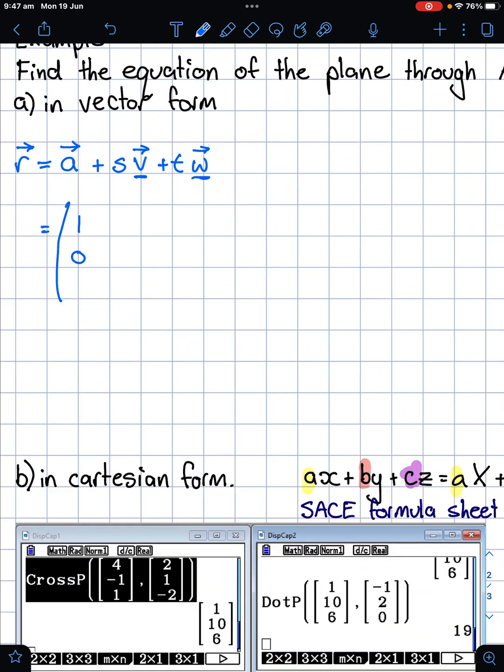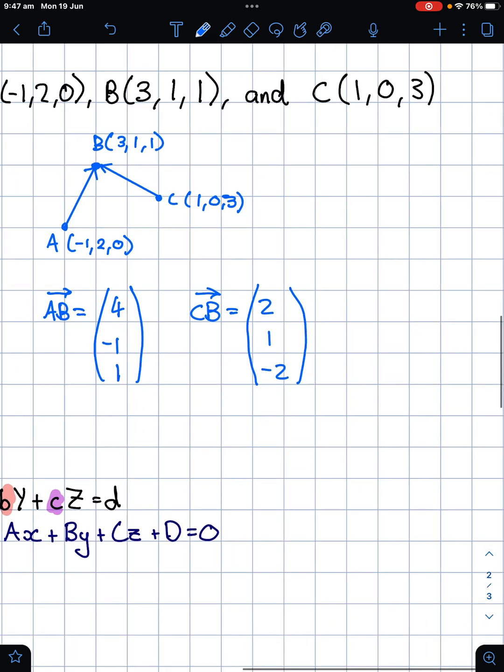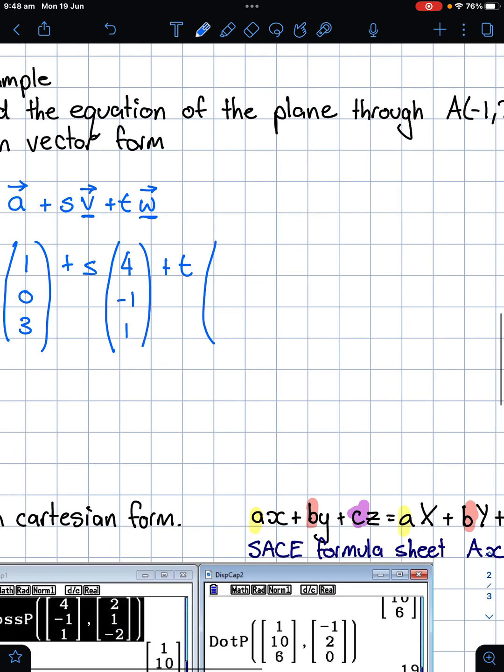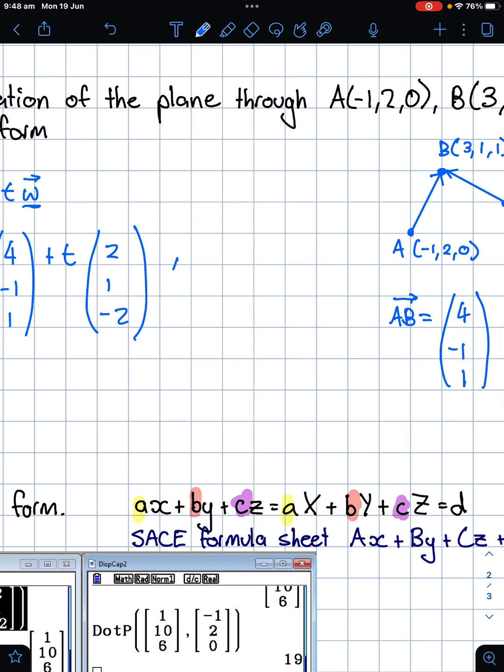So (1, 0, 3) is our fixed point, and then plus s, and we just need one of these direction vectors. Let's take the first one, (4, -1, 1). Plus t, and our other vector here is (2, 1, -2). And that is it. We just need to define s and t so people know what they are: s and t are real numbers.